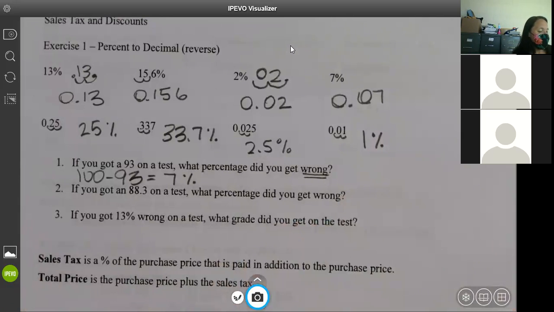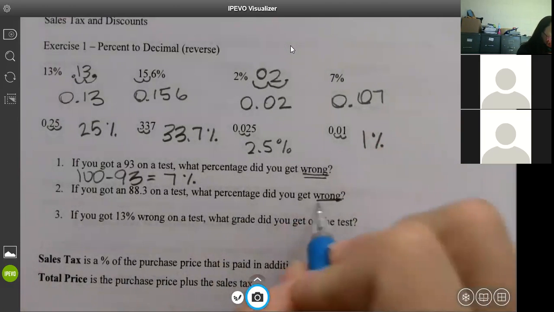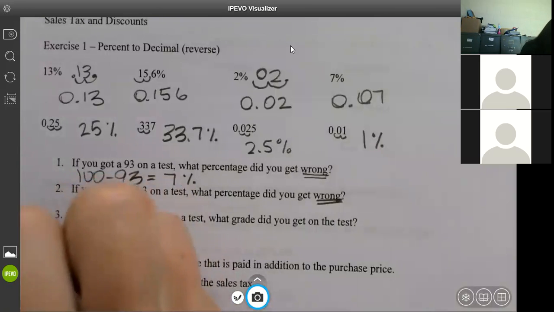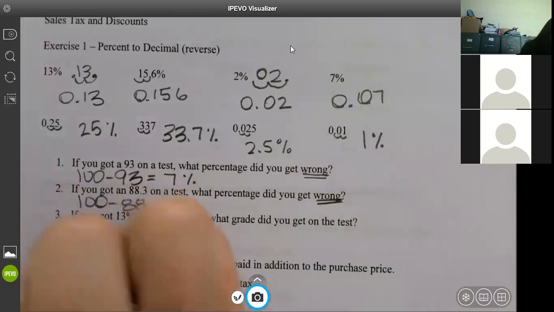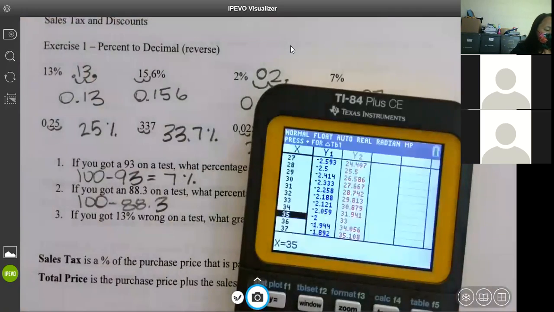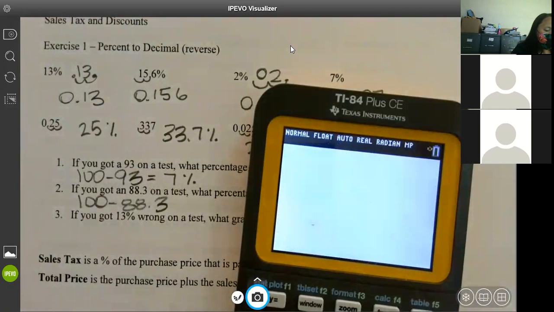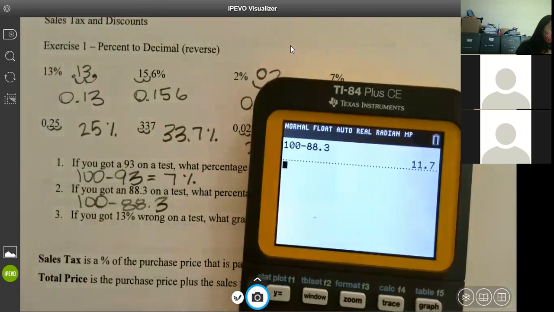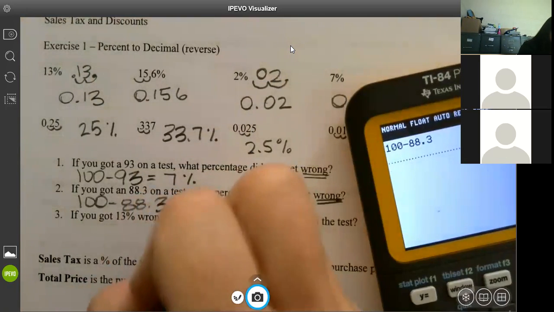All right, you got an 88.3 on the test. How do you find out what you got wrong? How do you figure it out? 100 minus 88.3. Gosh, use your calculator. 100 minus 88.3 gives me 11.7%.